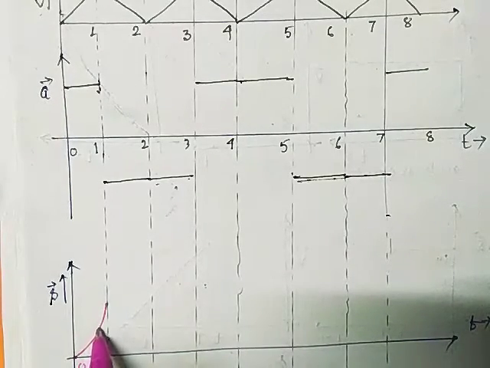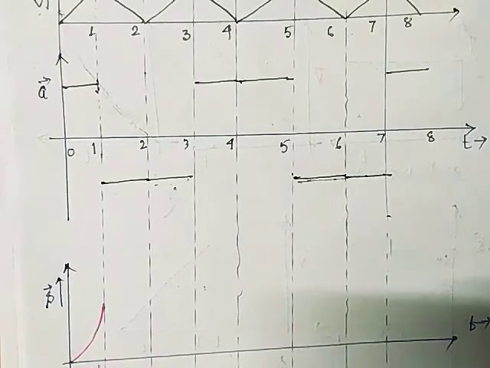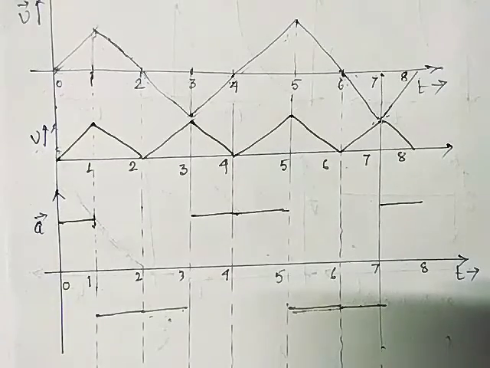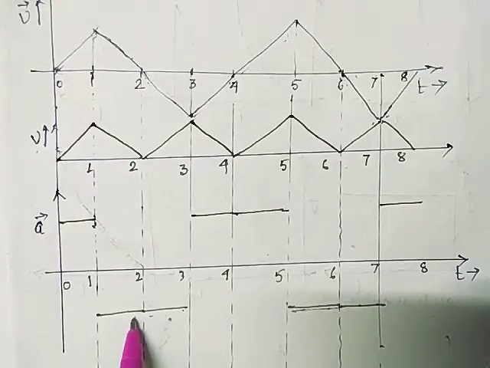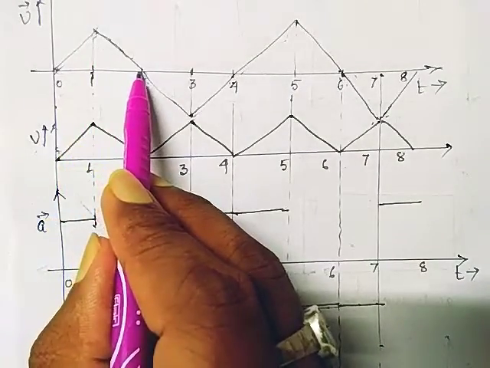The slope is increasing here. Clear? Now we consider from 1 to 2. From 1 to 2, acceleration is constant but negative. Okay, now the velocity is decreasing. Velocity is decreasing in a constant manner.